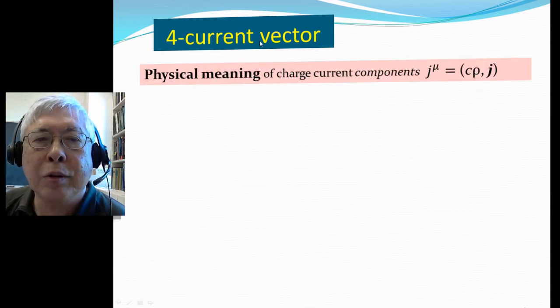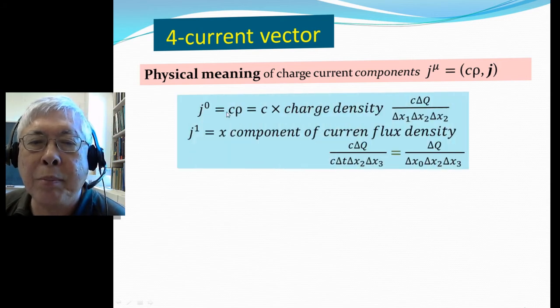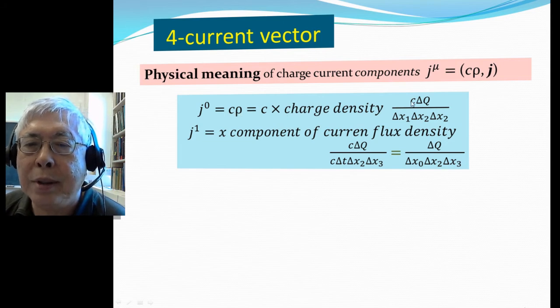Now let's take a look at the four-current again, and the physical meaning of its elements, the 0, 1, 2, 3 components. The 0 component, remember, we said is c times the charge density. And c times the charge density is the amount of charge in the volume dx1, dx2, dx3.